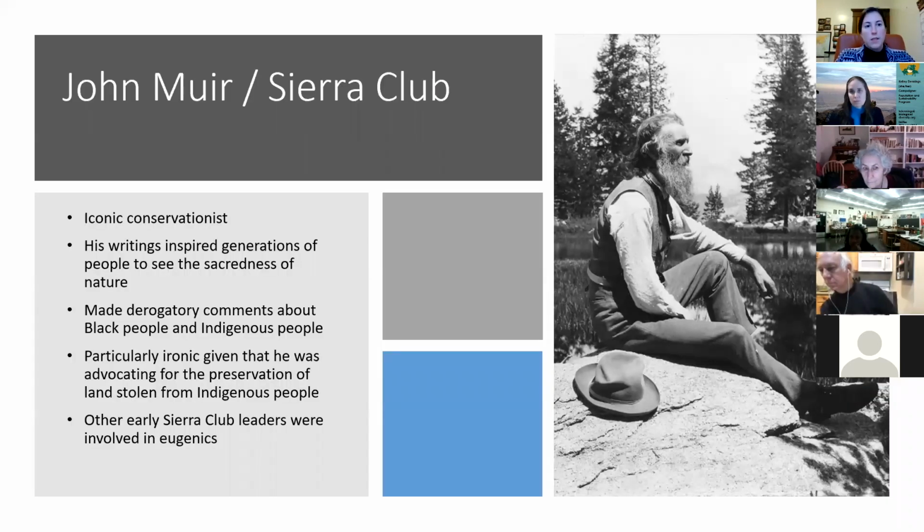So my first example is John Muir with the Sierra Club, and he's an iconic conservationist in the environmental movement. His writings have inspired generations of people to see the sacredness of nature, but he also made a lot of derogatory comments about Black people and Indigenous people. And this is particularly ironic given that he was advocating for the preservation of land stolen from Indigenous people. That's sort of a whole issue with the conservation movement as a whole. And there were other early Sierra Club leaders who were involved with eugenics.